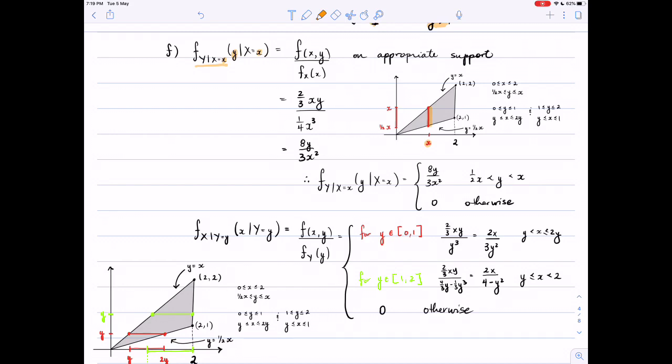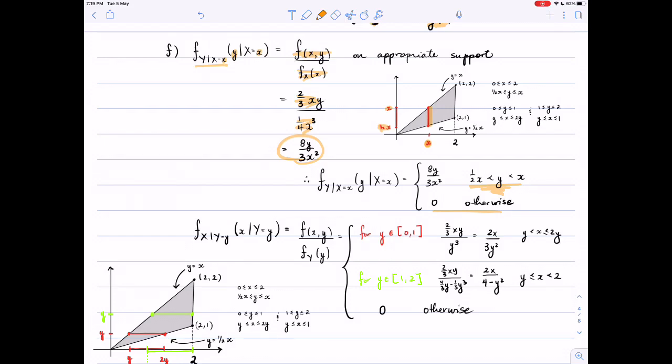So if we plug in the joint density and the marginal in their full values without plugging in any value for x, we can simplify and get this, but of course on the appropriate support. For a restricted x value, y goes from 1/2 x to x, so with the correct support given, and 0 otherwise.